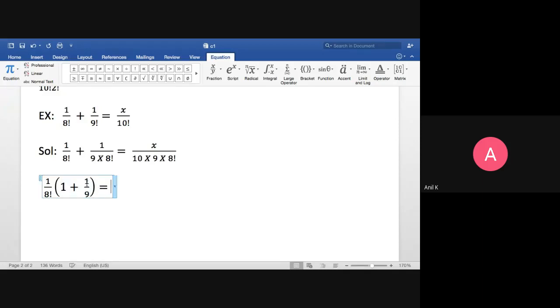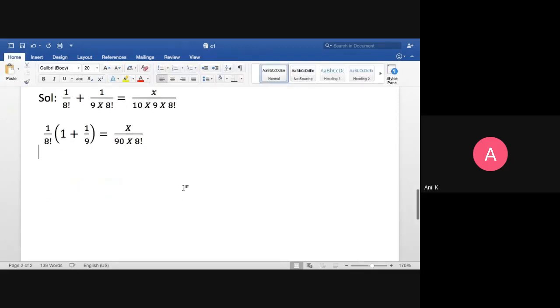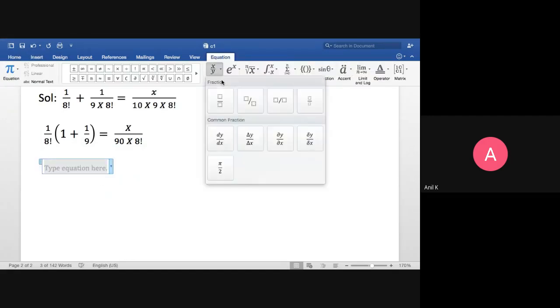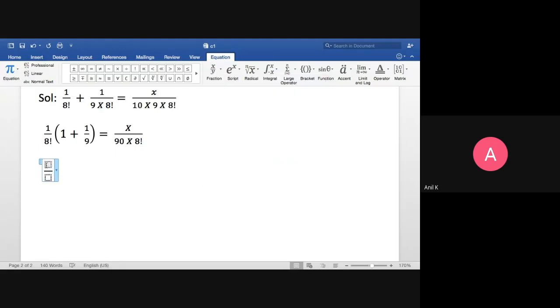Which is equal to x upon 10 into 9, which is 90, multiplied with 8 factorial. 8 factorial can get cancelled on both sides, in the RHS and LHS. Now what we are left with in the new LHS is 1 plus 1 by 9. If I take the LCM, I am writing the step directly, it is going to be 10 by 9. 1 plus 1 by 9 is nothing but 10 upon 9.